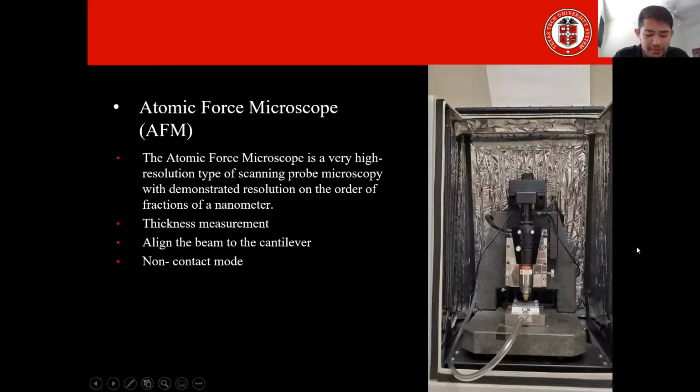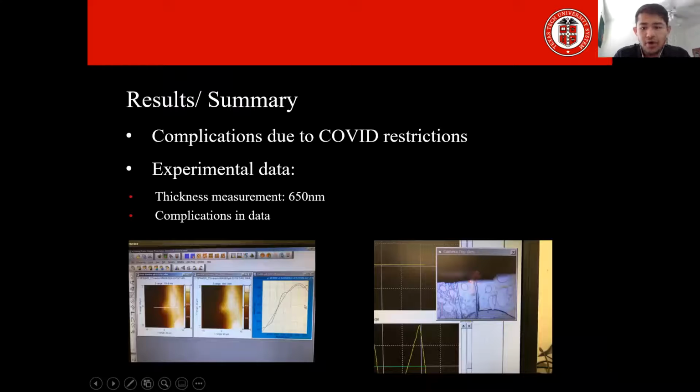For our purposes, after I took the measurements of the PIB thickness, it was more than what was expected and found before in previous research. It was about 650 nanometers. If we go here, we can look at the data. We got about 650 nanometers of height, which is very much off, and it's a very thick sample, which shouldn't have been the case.